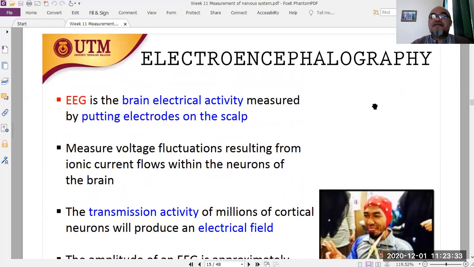EEG. So EEG is using, as we mentioned in the earlier slide, electrodes to measure the brain's electrical activity by putting electrodes on the scalp, on the bones of the head.